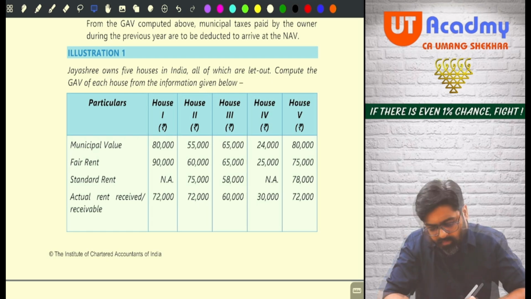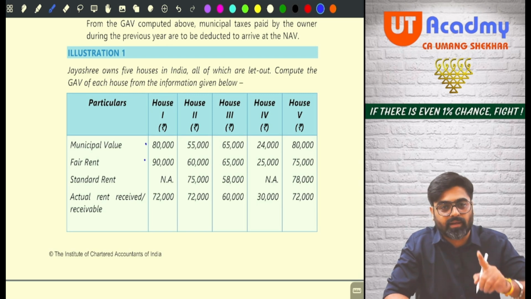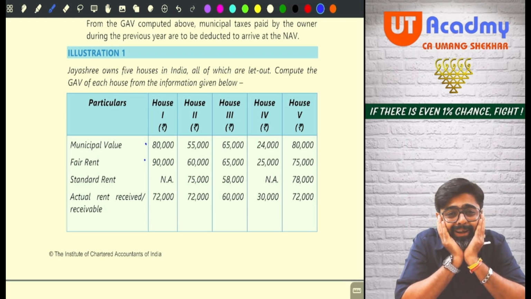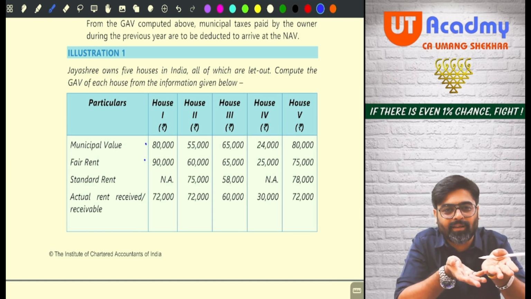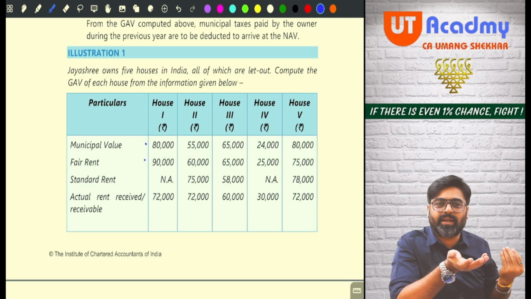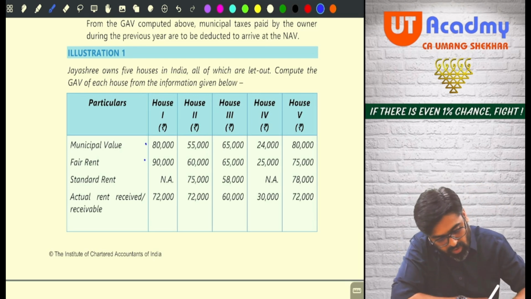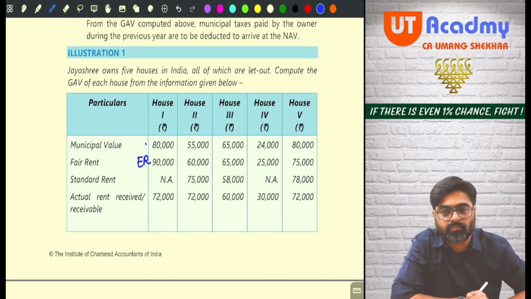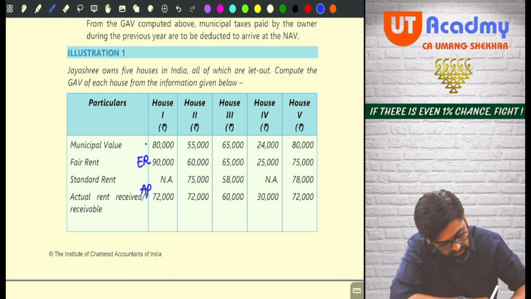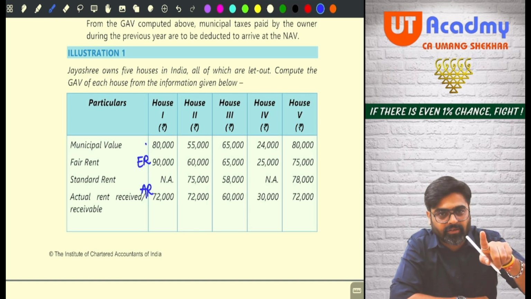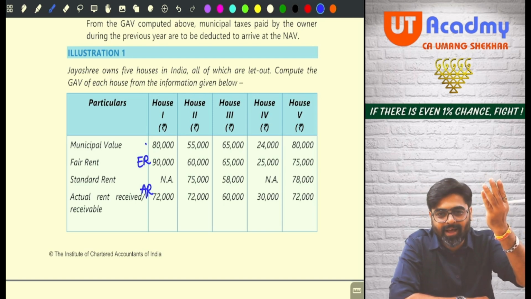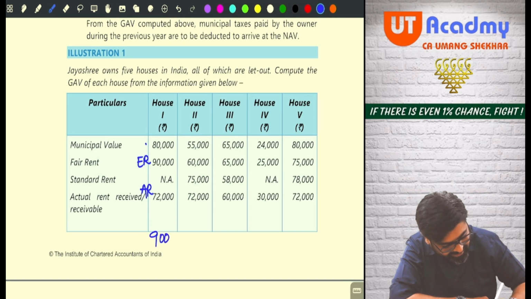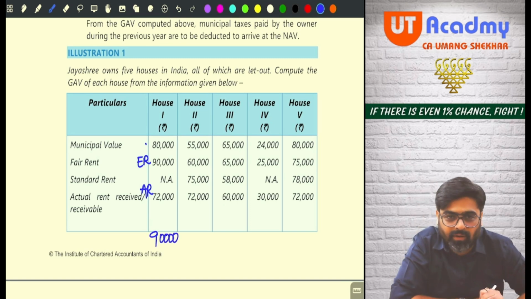First one: municipal value or fair rent, whichever is higher, 90,000. Then compared with standard rent. Sir, standard rent is not given. What to do? If not given, then the higher amount will be the expected rent. So what will be your expected rent here? 90,000. And can I say this is your actual rent? Now, is there any vacancy? No. So expected rent or actual rent, whichever is higher: 90,000. First answer, I hope you all got.